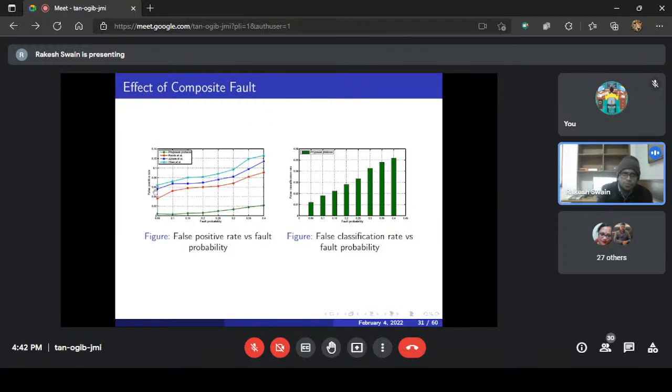Similarly, this is the false positive rate, that is, how much the faulty nodes are wrongly detected as fault free. So that is the false positive rate with other algorithms and the proposed algorithm, and this is the false classification rate. You can see there is only one bar. Why? Because the other algorithms have not detected the heterogeneous faults. That's why it gives only the single fault classification rate of the proposed algorithm.